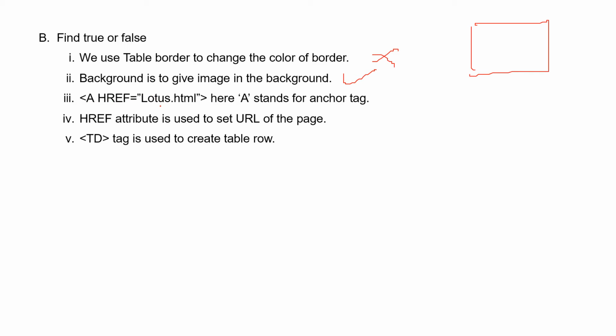href equal to lotus.html, where a is standing for the anchor tag. This is correct. href attribute is used to set URL of the page. This is absolutely correct. This is hypertext or hyperlink reference. td tag is used to create table row. No. tr is used to create table row.